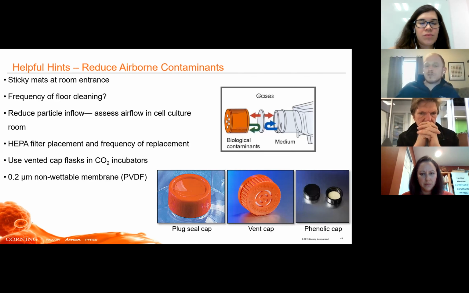Some other considerations are around reducing airborne contaminants. So place sticky mats at the room entrance, have a schedule for cleaning the floors. And then the last few points here are around your caps. So historically, people have kept their caps slightly unscrewed to allow gas exchange. That can be a source of contamination as well. The ideal situation is to utilize a vent cap that has a non-wettable PVDF membrane to allow gas exchange to occur without having to keep that cap unscrewed.